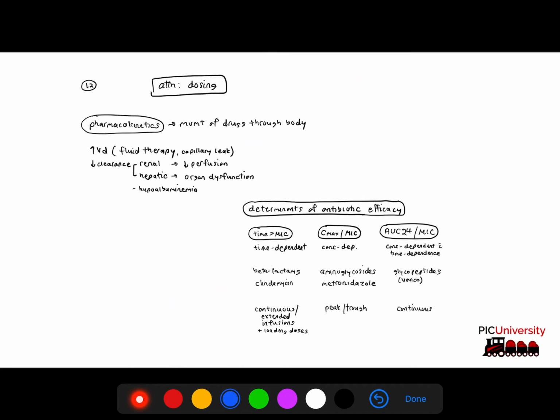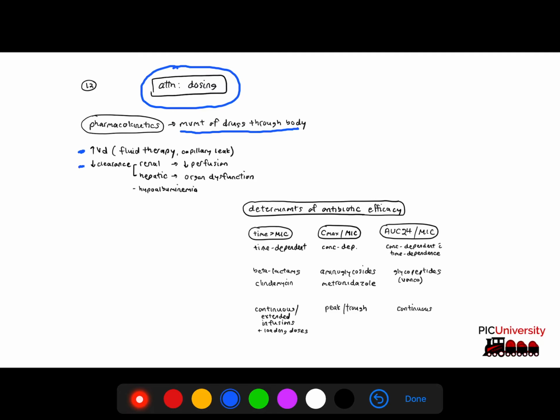The next recommendation from the campaign is that special attention must be paid to the dosing of antibiotics in sepsis. And that is to say we have to pay attention to the pharmacokinetics of these drugs, and that is the movement of drugs through the body. And so the pharmacokinetics of antibiotics in sepsis can be altered based upon a number of different things. First, the volume of distribution of a patient who presents with septic shock can be increased due to fluid therapy and fluid resuscitation, or additionally capillary leak, which occurs in endothelial dysfunction in sepsis.